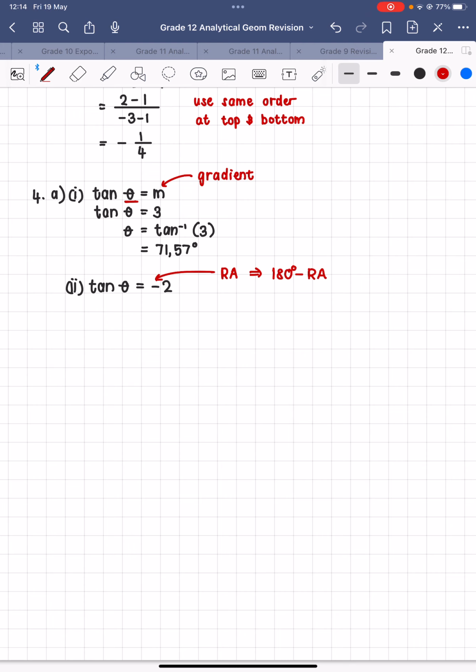If your gradient is negative, you are going to say RA, just like we did with, what section did we use reference angles for a lot? Trig equations, hey? When we calculated the reference angle in trig equations, we did the same method. We took shift tan, so tan to the -1, and then instead of typing -2, we type +2. You will then get an answer: shift tan of 2, and the answer is 63,43 degrees.